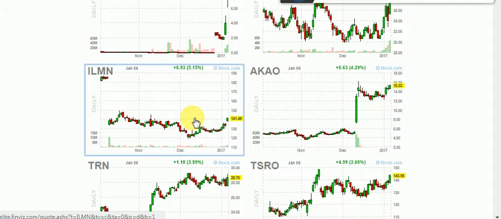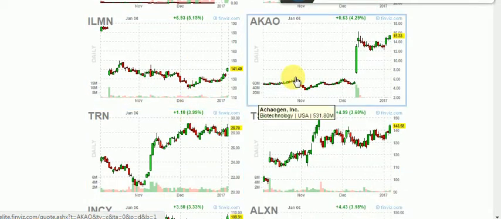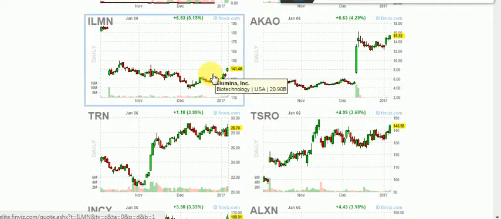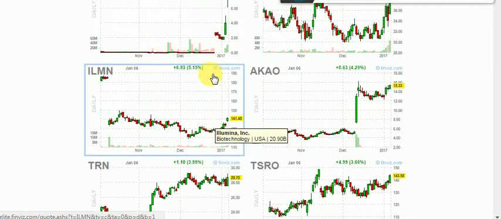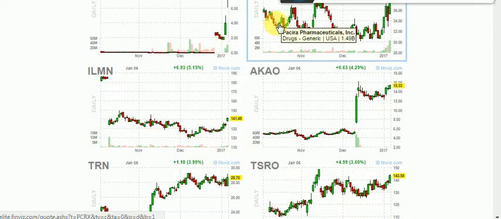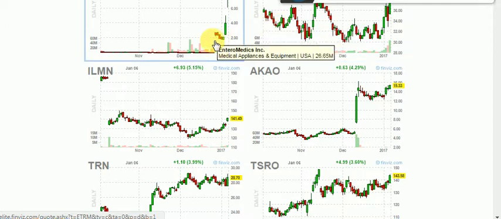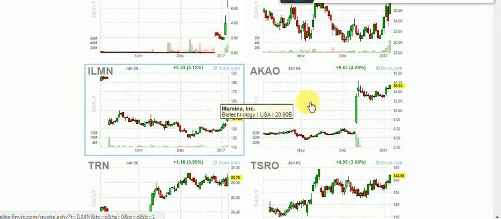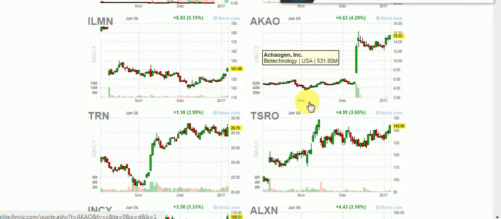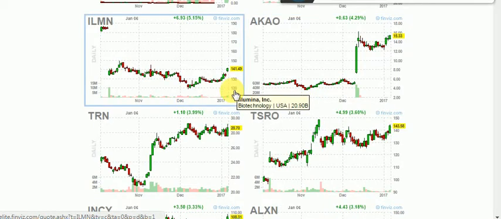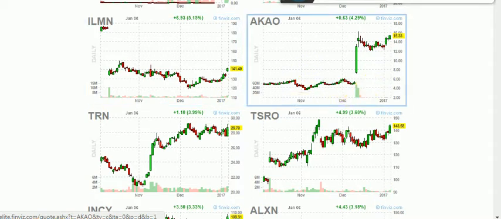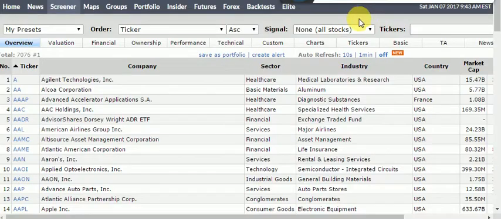So it looks good. Right off the bat, I can see that during last week, a lot of biotech names are showing up over here, right? In terms of drugs, ILMN, AKAO, TSRO. So I know the general feeling of what happened last week. If I had to pick, I'll put this AKAO in my scans and keep it on watch.